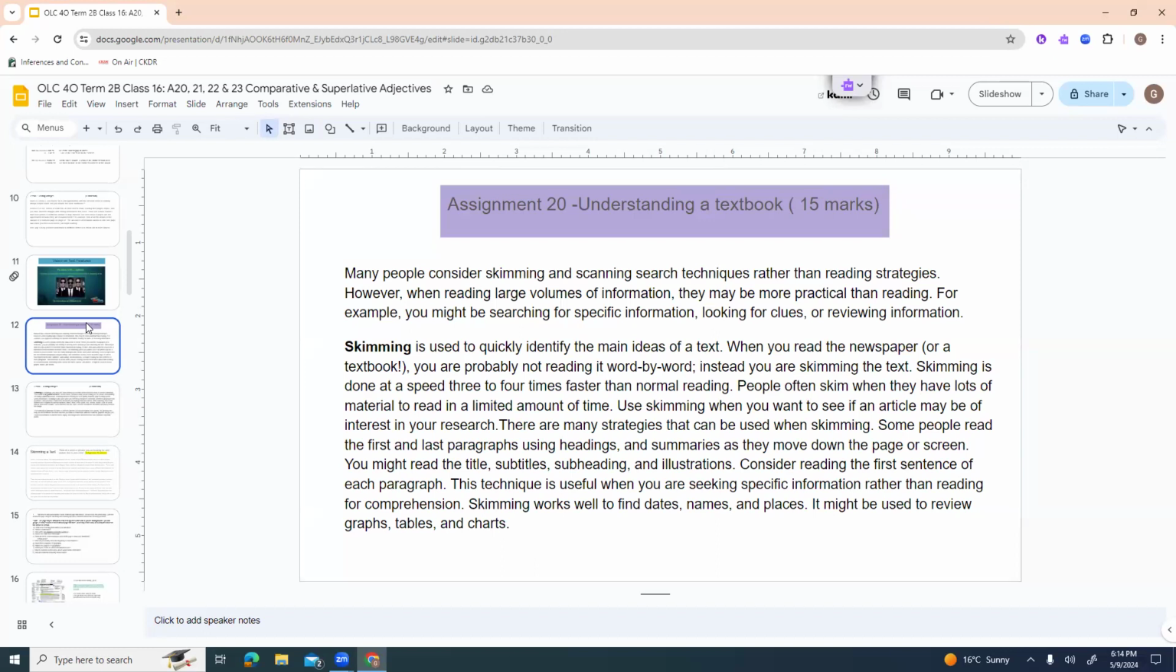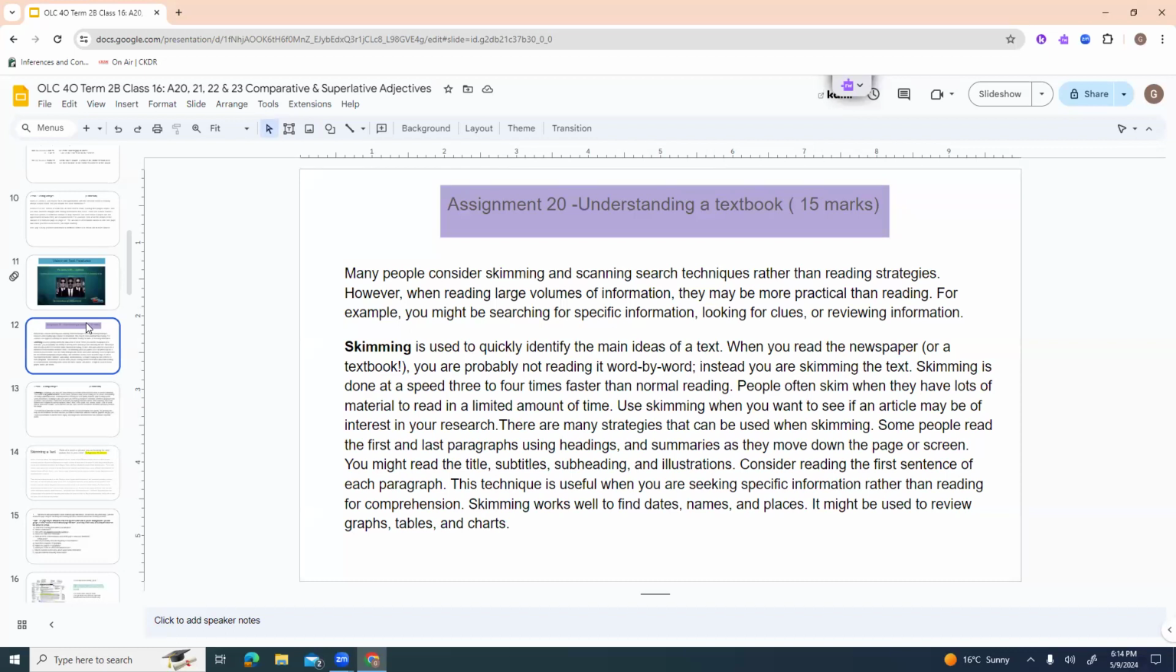Most people consider skimming and scanning search techniques, like a way to search rather than a reading strategy, like a type of way of thinking. However, when reading large volumes of information, they may be a lot more practical than reading. For example, you might be searching for specific information or looking for clues or reviewing information. So skimming is a way to quickly identify the main ideas of a text.